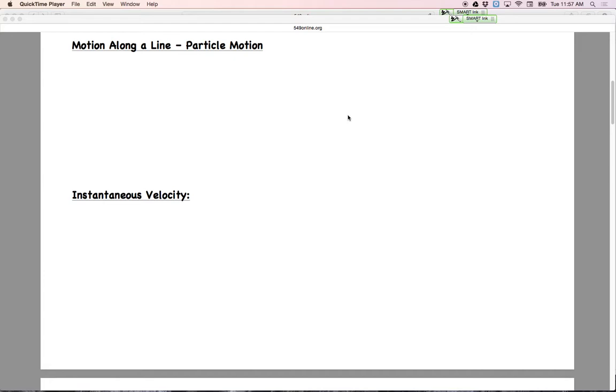So when I talk about motion along a line or particle motion, it has a name. It's called rectilinear motion. Rectilinear motion.